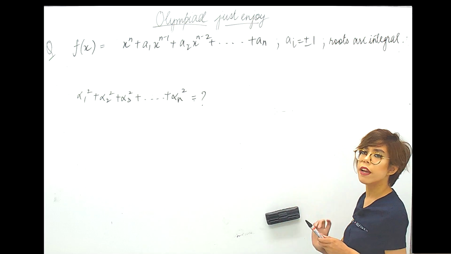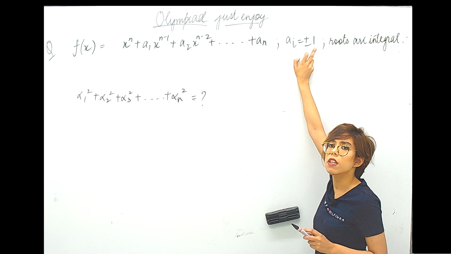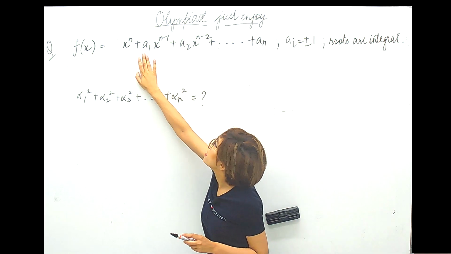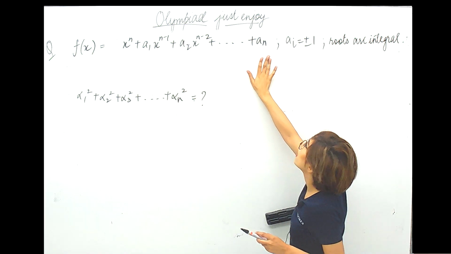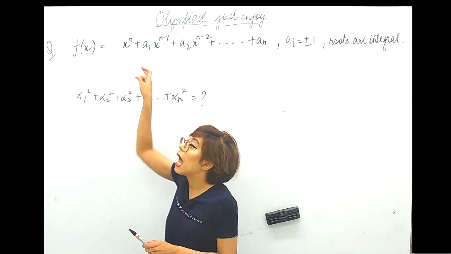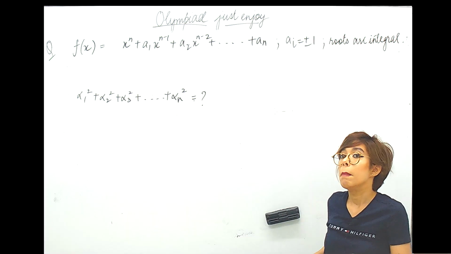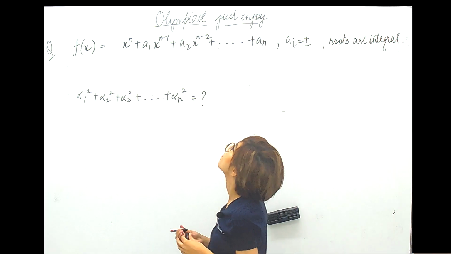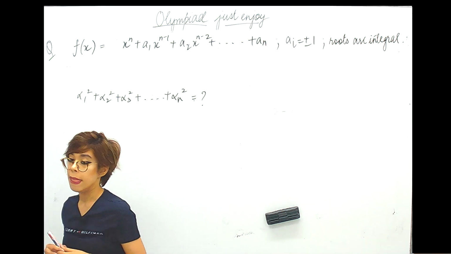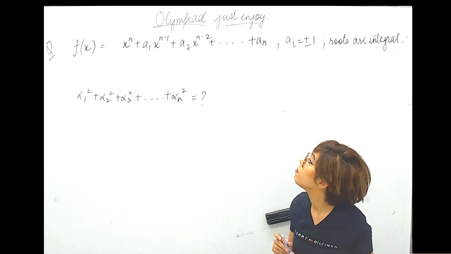अच्छा इसका मतलब समझ आ गया ना. ai is equal to plus 1 or minus 1, right? ai as in a1, a2, a3, so on till an. These coefficients will either be 1 or minus 1. And given इसकी 0 was integral only.